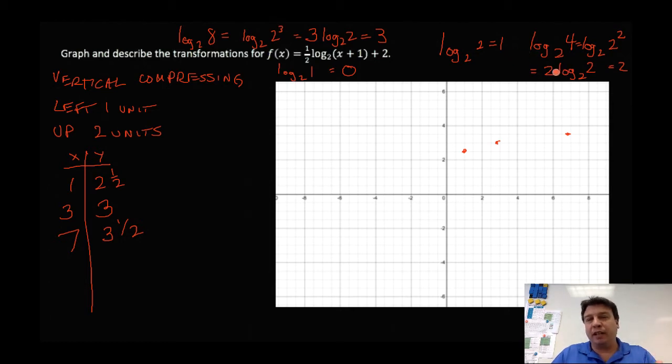Go back to over here. 2 to what power gives me 2? Well, that would be an exponent of 1. Looking at this, 2 to what power gives me 4? Well, that's 2. So there are a couple of different ways to look at it so that you can get the understanding.